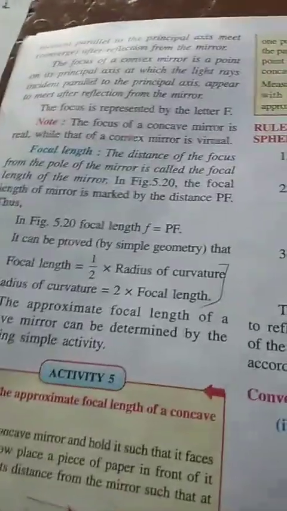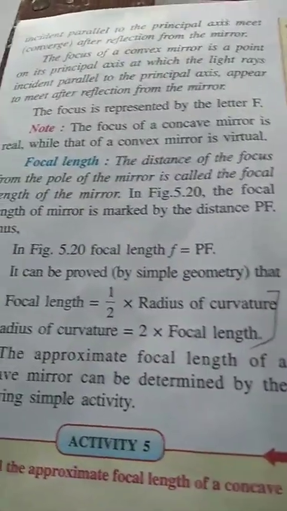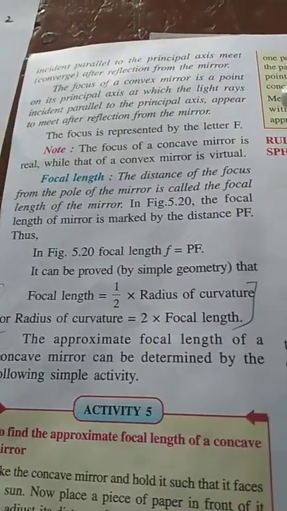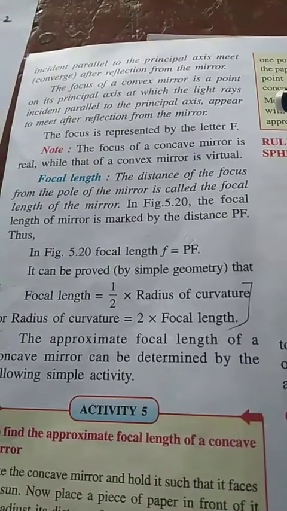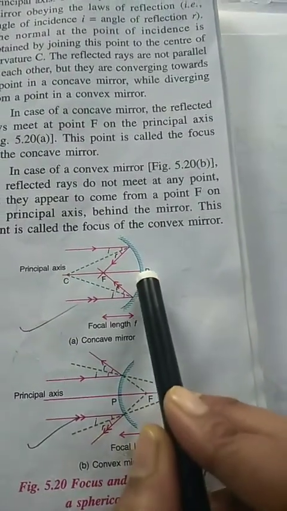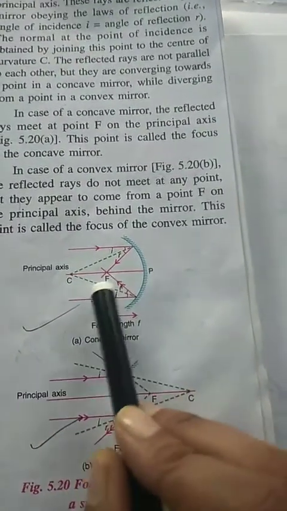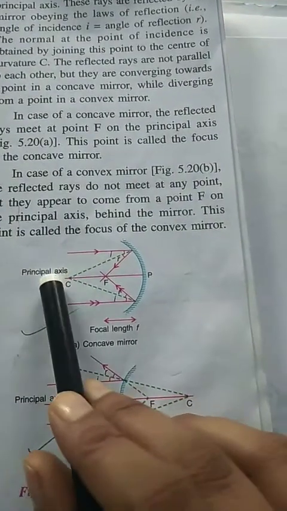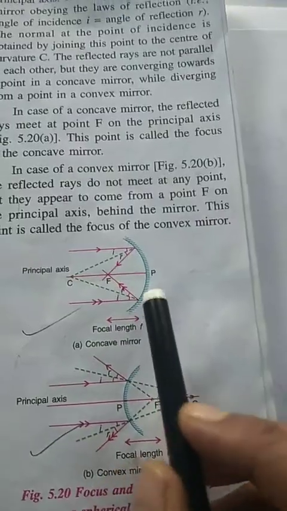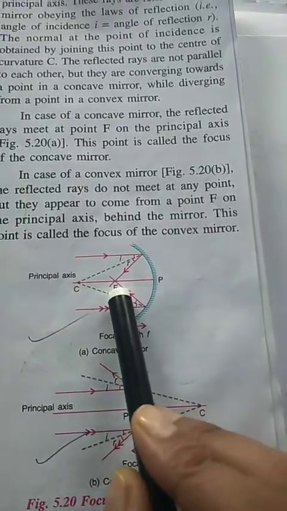The next one is focal length. Focal length is the distance of the focus from the pole of the mirror. So focal length is this one, from the point F to point P. This is the pole, this is the focus, and this is the center of curvature, and this middle line is the principal axis. So the distance from F to P is the focal length. This is the definition of focal length.